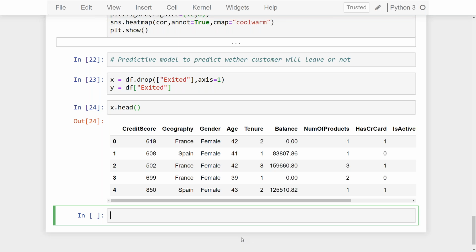I didn't give inplace because I don't want to drop exited permanently. I just want to drop exited temporarily and store the rest into X. So X is our complete set of features and Y is our label, the target which we want to achieve. To the ML algorithm we will feed the features and the label, and it will learn from that. So we are separating our features and the label, and then we'll train the ML model out of it.